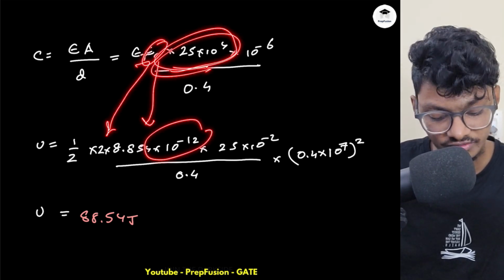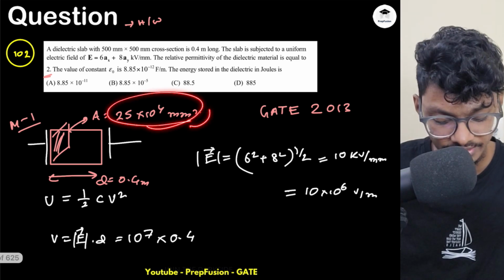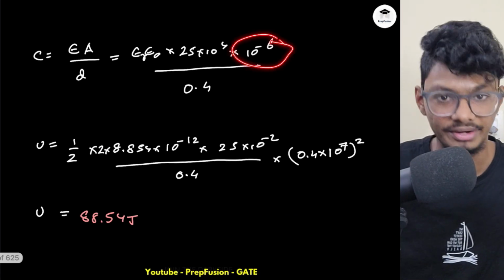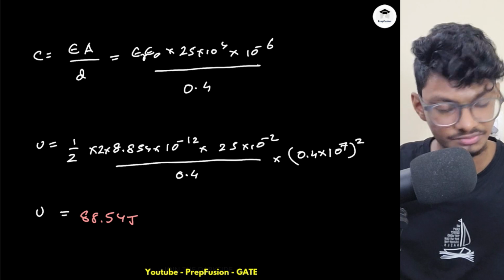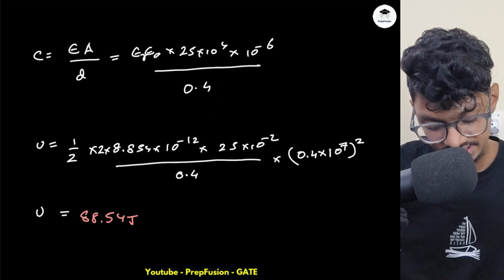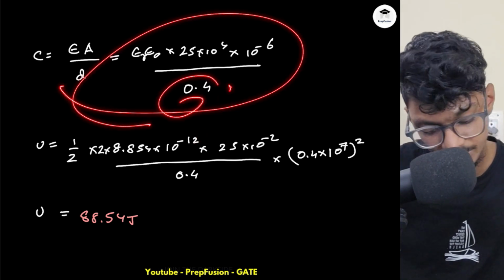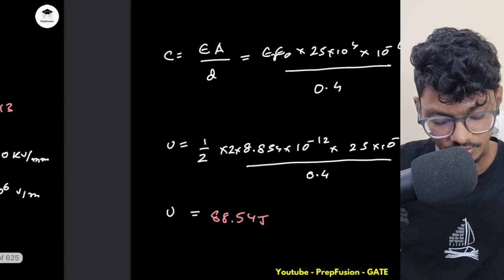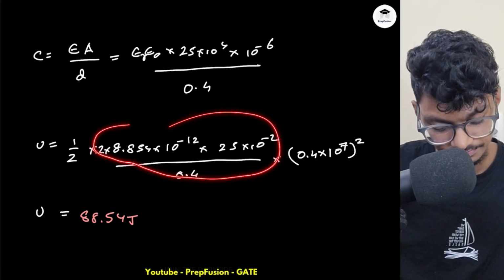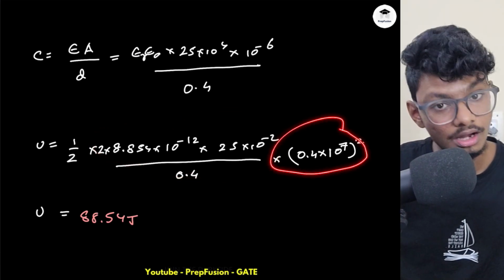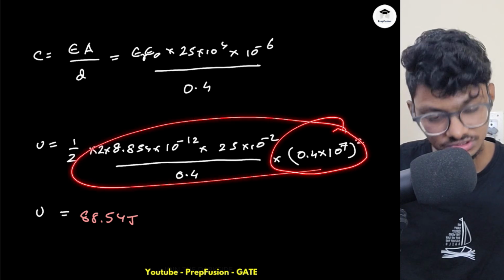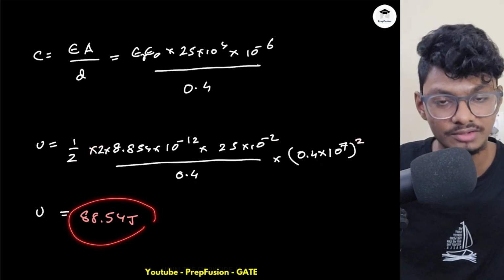Then this is what? This is in millimeters, right? 25 into 10 raised to power 4 is area in millimeters squared. So we'll convert this back into meters, simply multiplying 10 raised to power minus 6 will do. Okay. This is the capacitance basically, and divide by 0.4. This is in meter itself. The distance is in meter itself. Okay, and this is the capacitance, and this is the potential. So if I compute all this, just put the values in the calculator, you will get 88.54 joules.